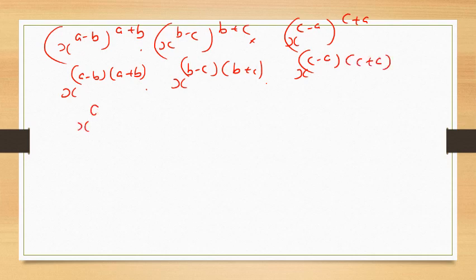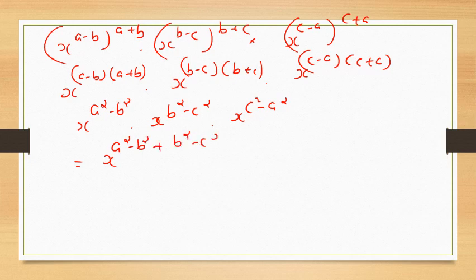So this becomes x raised to a squared minus b squared. This is x raised to b squared minus c squared. This is x raised to c squared minus a squared. So this becomes a squared minus b squared plus b squared minus c squared plus c squared minus a squared. So plus a squared minus a squared cancel, plus c squared minus c squared, plus b squared minus b squared. So x raised to 0. X raised to 0 is what? 1.